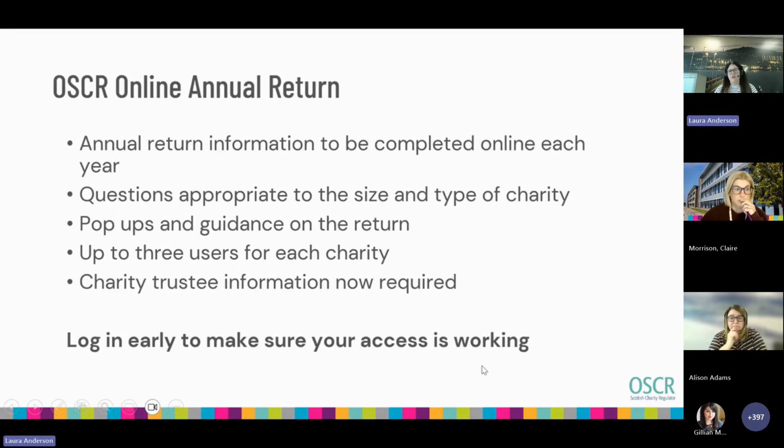Now, the OSCR annual return is actually accessed through the OSCR website, and there can be up to 3 users registered for OSCR Online for each charity, and a person can be a user for more than one charity, and quite often we see that that is exactly the case. Each user will log in to OSCR Online with an email and a password that can then be used to access the charity to which they're actually connected and registered for.